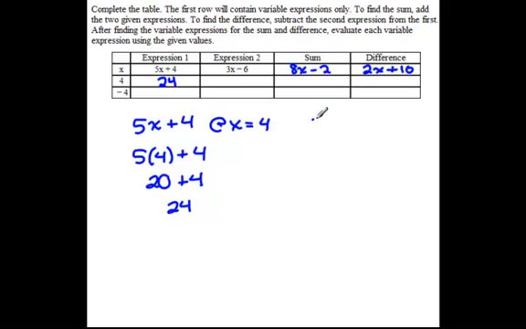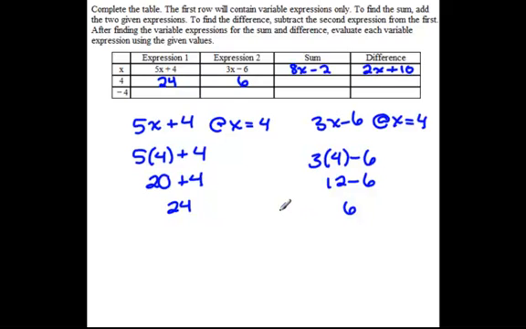We'll do the same thing for the 3x minus 6. We're going to evaluate that at x equals 4. So I have a 3, and then instead of x, I'm going to write in parentheses 4, minus 6. Following order of operations, I end up with 3 times 4, which is 12. Take away 6. 12 take away 6 is 6. And that's the value of this expression at x equals 4.